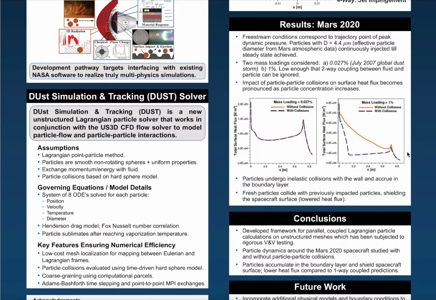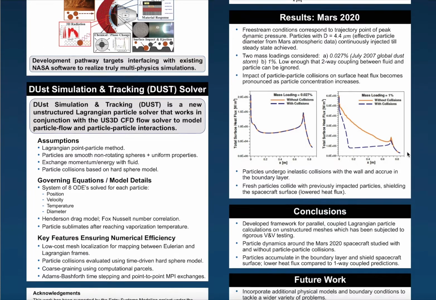Particles undergo inelastic collisions with the wall and then they get trapped in the boundary layer. These trapped particles then collide with fresh incoming particles from the inflow phases and they shield the spacecraft surface. Consequently, your total heat flux decreases.